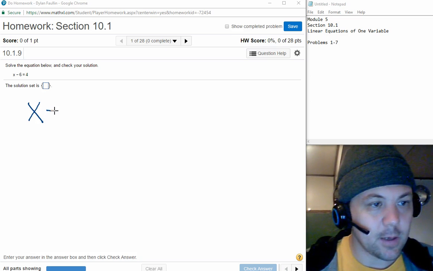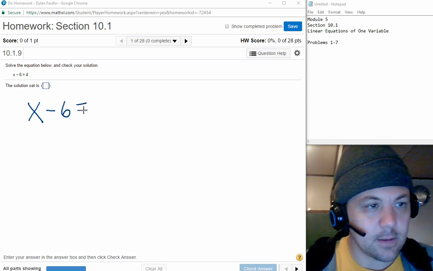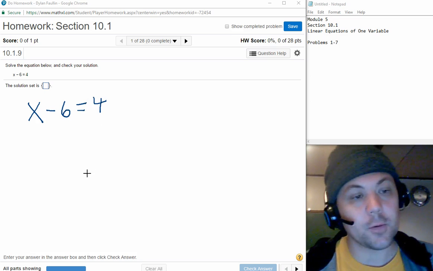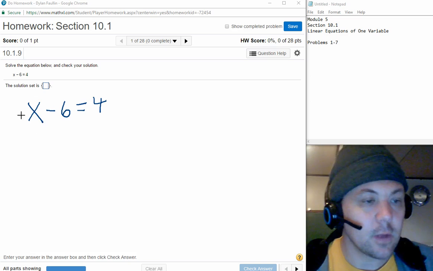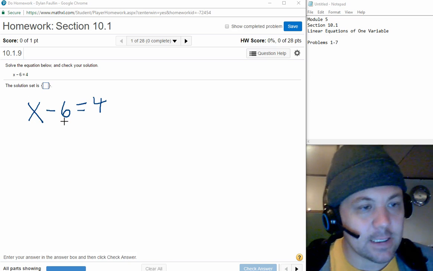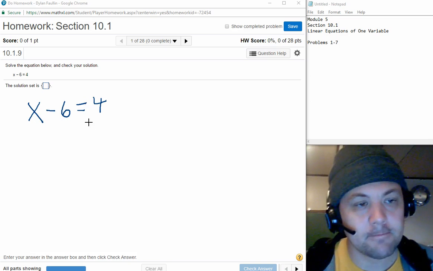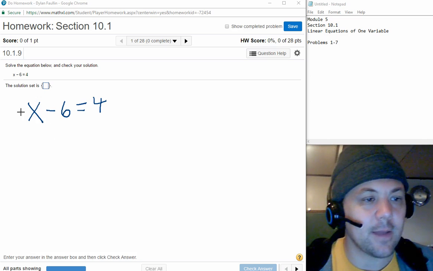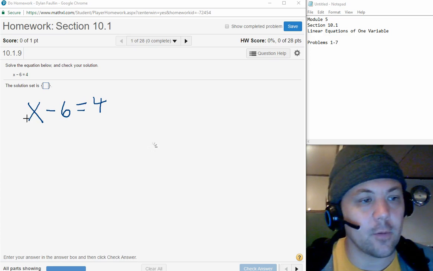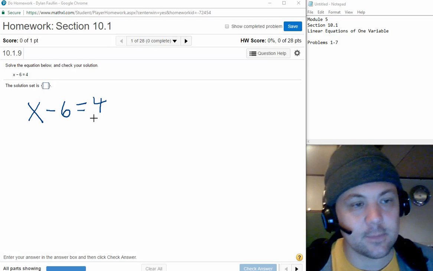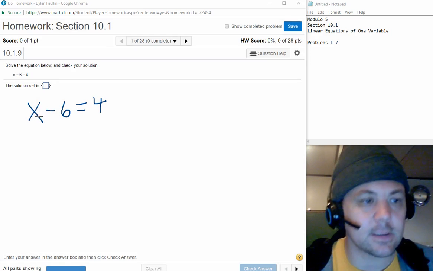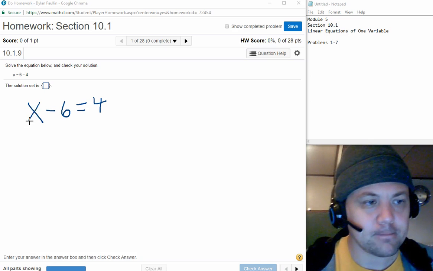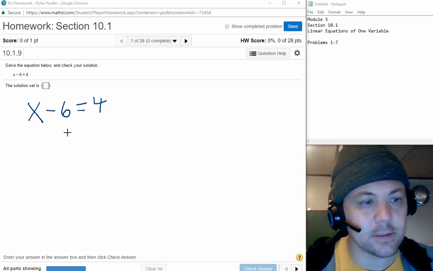All right, so the first problem on this homework assignment is x minus 6 equals 4. We're looking for a number that when we subtract 6, the answer will come out as 4. You could probably guess by just thinking about it for a moment that 10 is the number we're looking for. 10 minus 6 would equal 4. So the solution here is going to be x equals 10. That's the number I'd want to plug in to make this true.